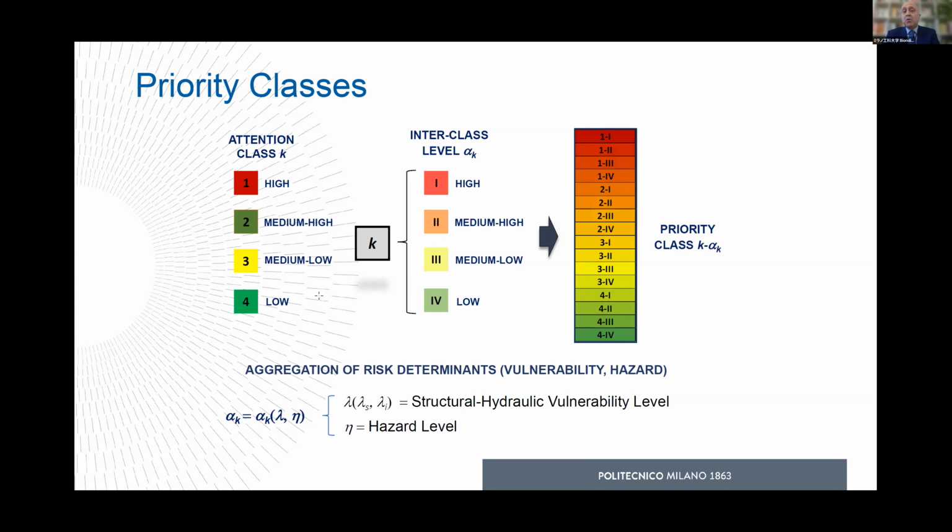This allows for a more detailed classification, and it is determined on the basis of the secondary variables related to both bridge vulnerability and hazards. The combination of the 2-level evaluation identifies in this way a priority class with 16 levels.